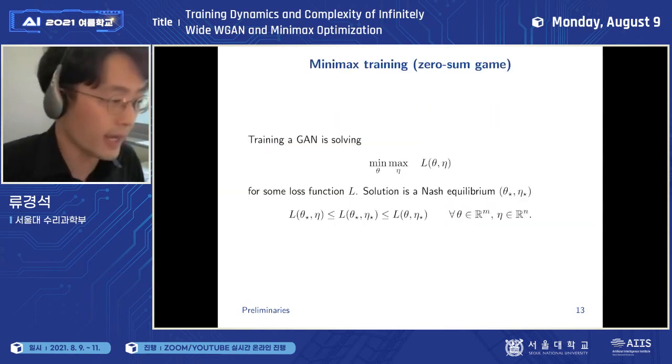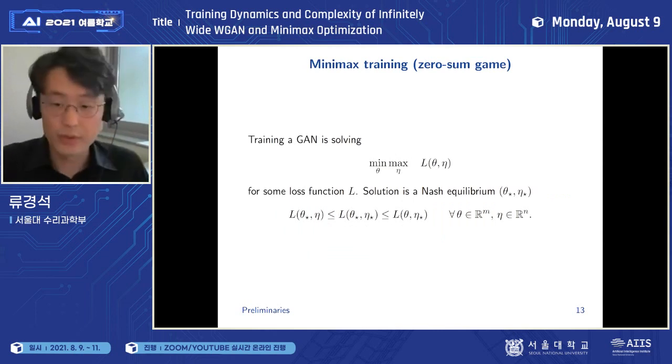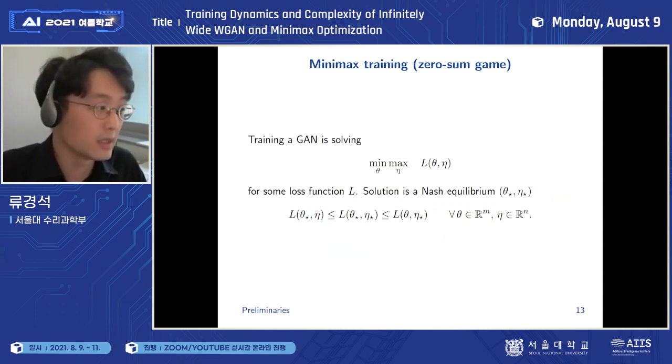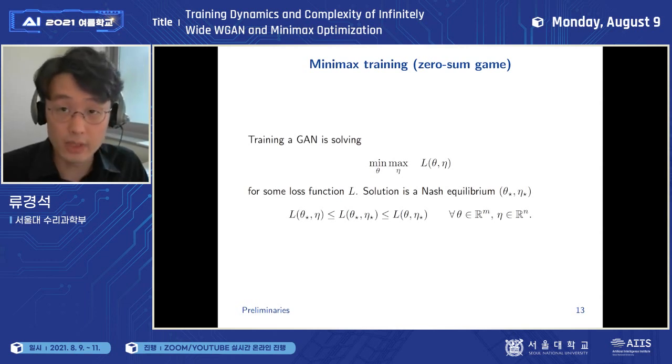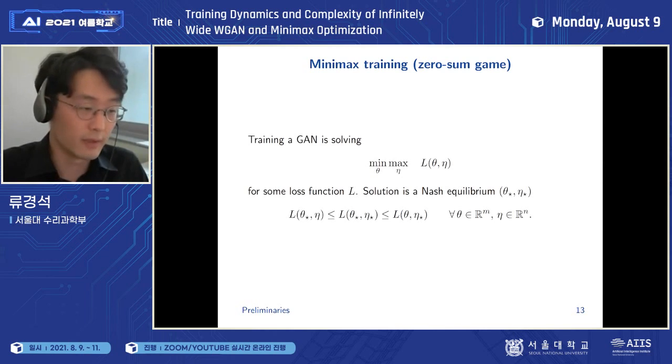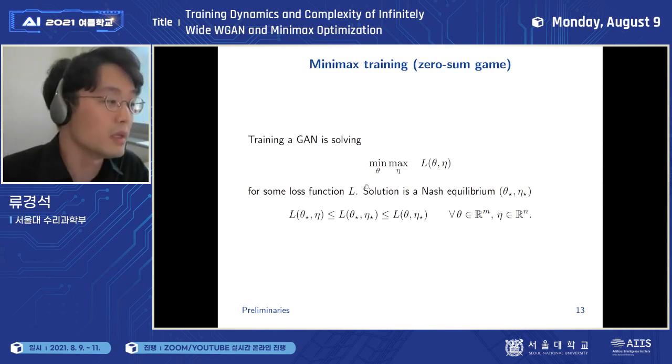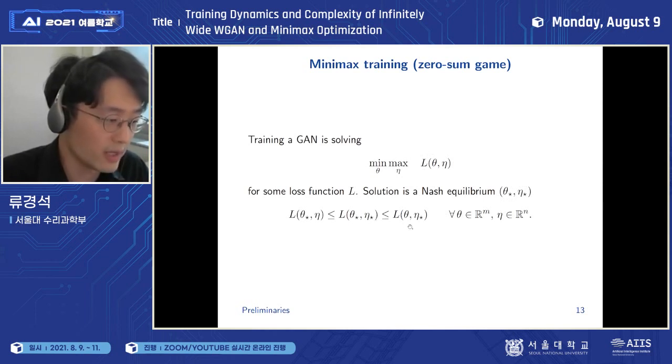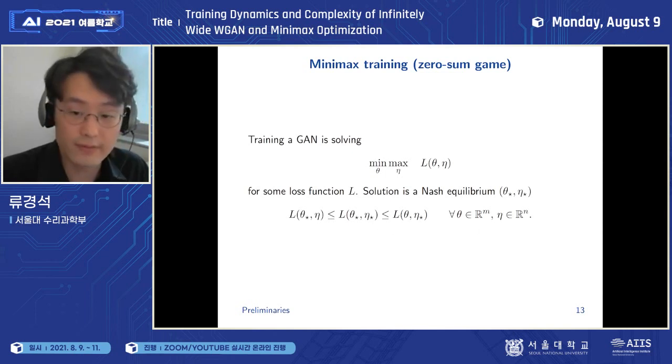Now, the training of a GAN is different from the training of a supervised learning setup, because to train a GAN, one solves a minimax optimization problem rather than a minimization problem. The solution to a minimax optimization problem is defined as a Nash equilibrium. So theta star, eta star is defined to be a solution if unilaterally changing theta increases the loss value and unilaterally changing eta decreases the loss value.